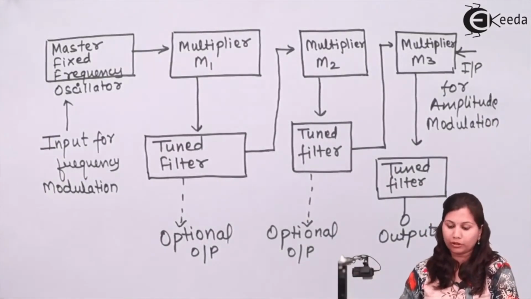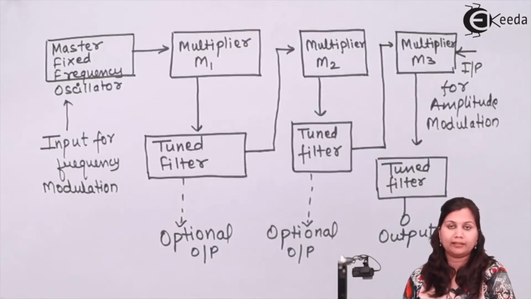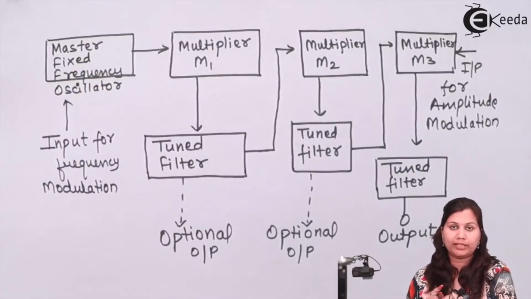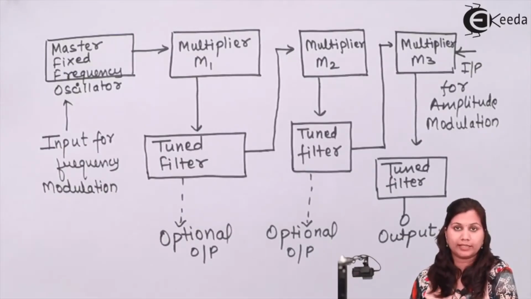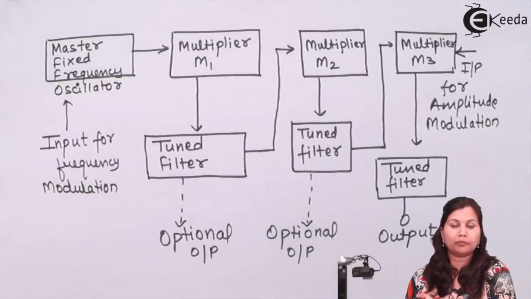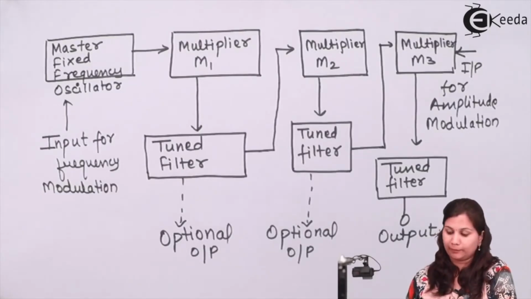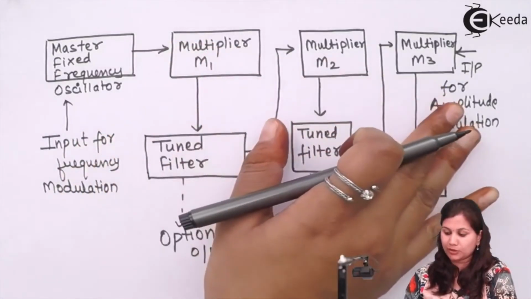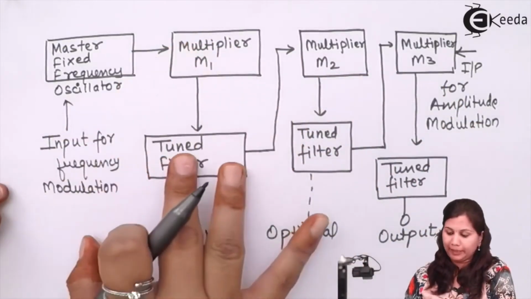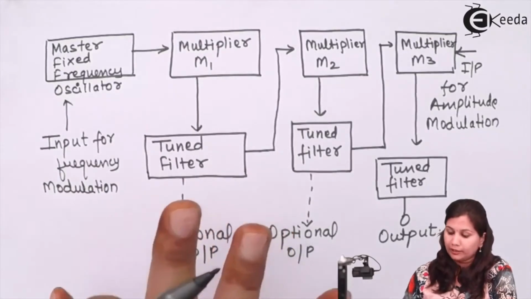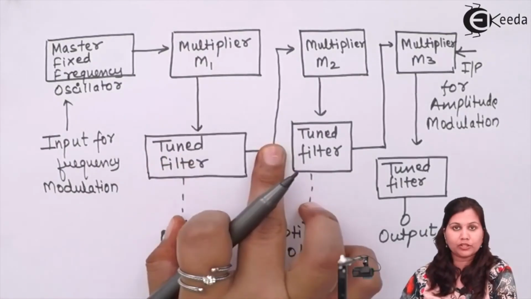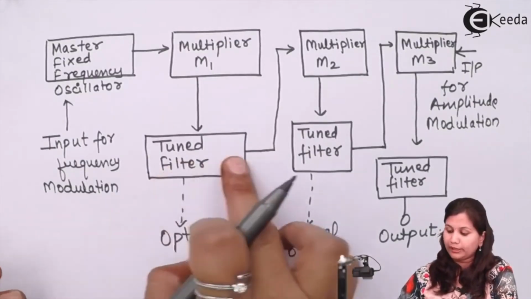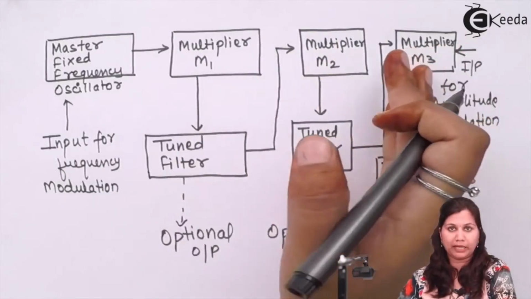This is the block diagram using the multiplier and divider technique. You can see a master oscillator, which is the fixed frequency oscillator, to which we apply the input for frequency modulation. After that, its output is given to the multiplier stage, and the output of the multiplier is given to the tuned filter. The output of this tuned filter can either be taken as the final output, or it can be given to the next multiplier stage.